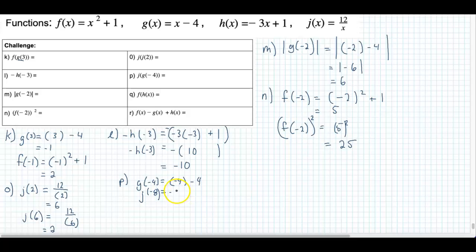Okay, this was negative... I don't know what I was doing there. Let me get my eraser. Okay, so we said that was negative 8. I got all mixed up here. Negative 8. So, P, here we go.